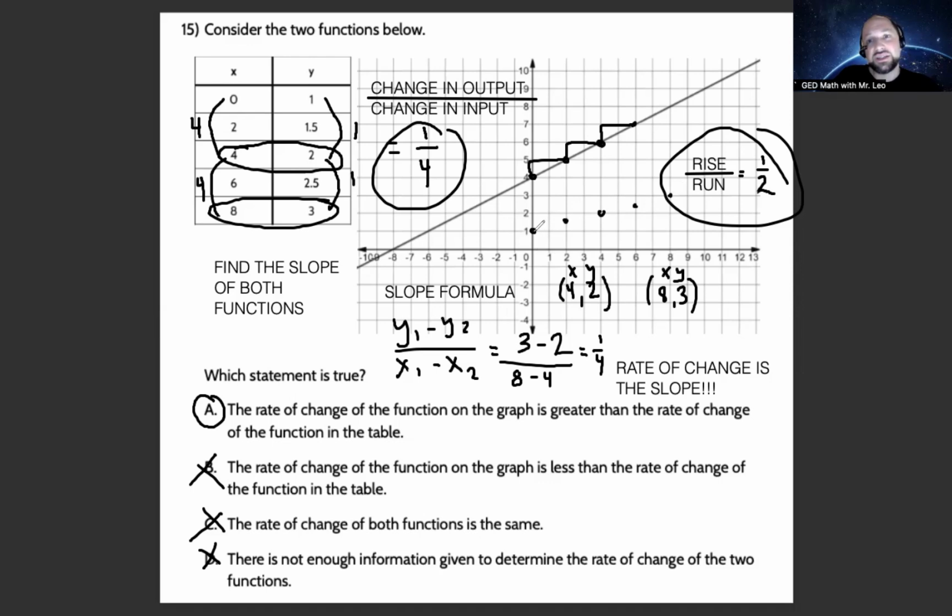It's a little hard to see, but if we really broke that down, I think this line is a little less steep, which is what we're looking for. Very nice work.